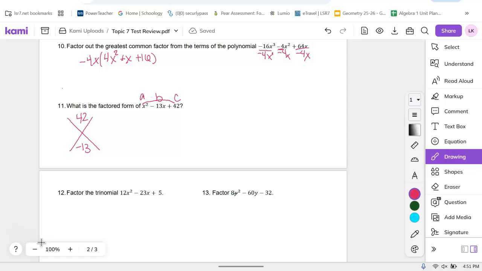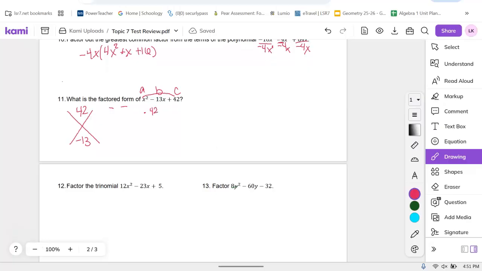Since my C is positive and my B is negative, both of my factors have to be negative. So what multiplies to give me 42 and adds to give me negative 13? Well, let's see here. We could do negative 21 times negative 2. Add those together, that's negative 23, so that's not right. What about negative 6 times negative 7? That equals negative 13. So my factors are x minus 6, x minus 7. Because my A is 1, I don't have to do anything else.